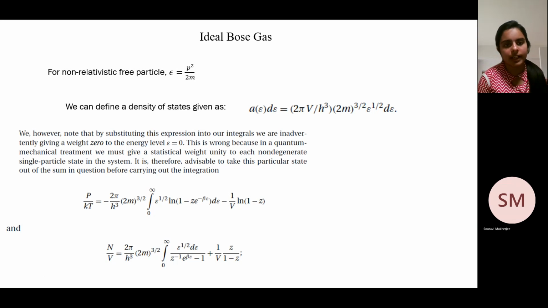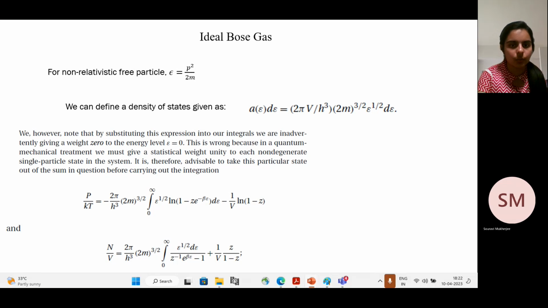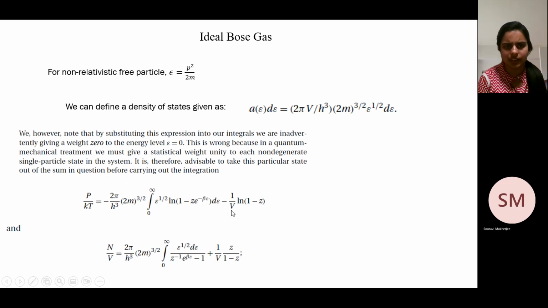But in fermions, you can have only one or no particle in each energy level. So if you ignore this term, you are just ignoring one single particle state, right? So that doesn't matter much. But for bosons, there can be situations where you can have a huge number of particles in the zero state, so we are not in a position to neglect this epsilon equal to 0 energy level. This is the reason why for bosons, we have to explicitly have this epsilon equal to 0 term.